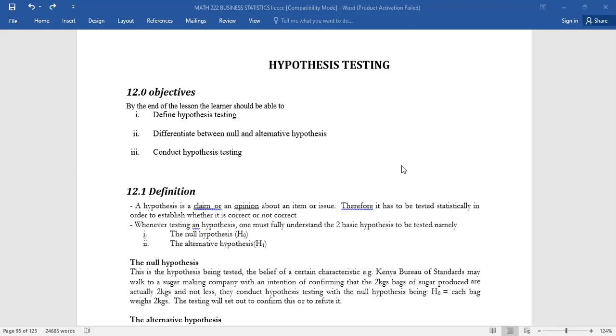So when we are formulating a null hypothesis, we should also consider the fact that the belief might be found to be untrue, and therefore we are supposed to reject it. So we are supposed to formulate an alternative hypothesis which is a contradiction to the null hypothesis, or what we are purporting to be true. So when we reject the null hypothesis, we are going to accept the alternative. That's why we are calling it an alternative hypothesis. So the alternative hypothesis of our null hypothesis, each bag weighs 2 kgs, will be each bag does not weigh 2 kg. So that once KEBS goes to Mumias and they weigh and realize that the bags are not meeting the 2 kgs, we are going to accept our alternative hypothesis.